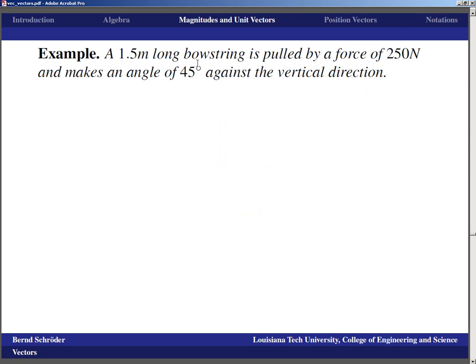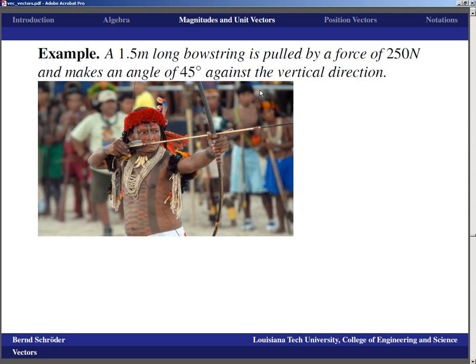Well, if we're looking at a 1.5 meter long bowstring that is pulled by a force of 250 newtons and makes an angle of 45 degrees against the vertical direction, well, let's take a look at what that looks like. So we're apparently having an application problem. Of course, this is a problem that I made up, but it's fairly realistic.